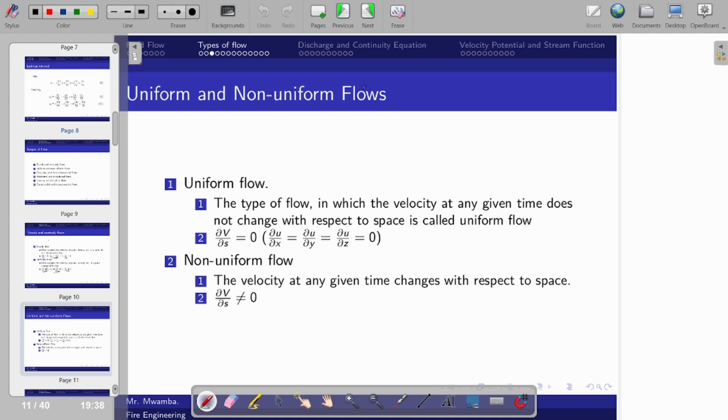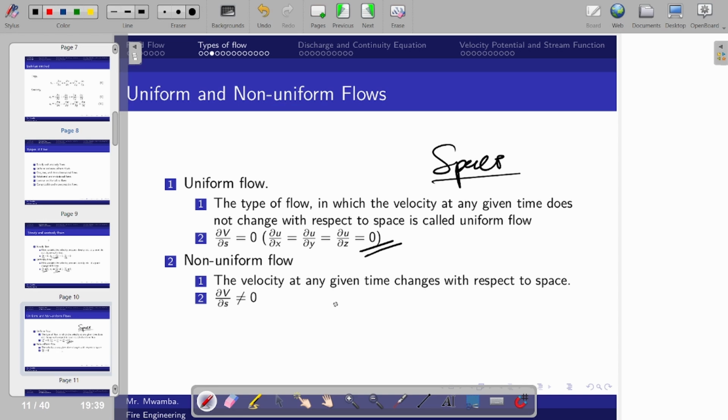Let's go to the uniform and non-uniform fluid flow. For the uniform one, the flow variables do not depend on space. So the change with respect to space for the flow variables is equal to 0. That's why we have a 0 there. But for the non-uniform, they depend on space.